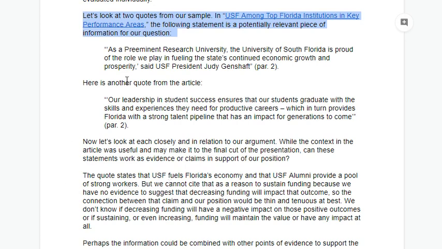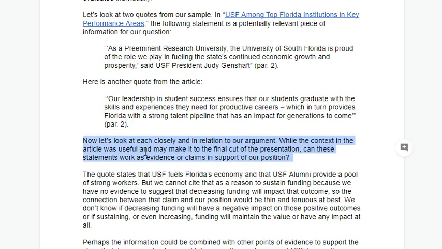Here's another quote from the article. "Our leadership in student success ensures that our students graduate with the skills and experiences they need for productive careers, which in turn provides Florida with a strong talent pipeline that has an impact for generations to come." End quote. In-text citation, paragraph 2. Now let's look at each closely and in relation to our argument.